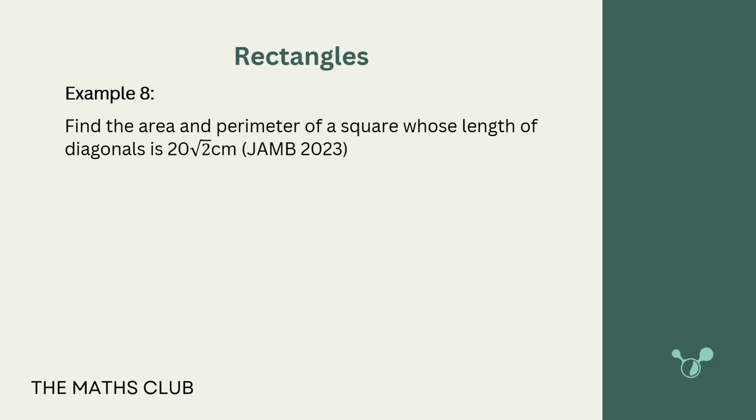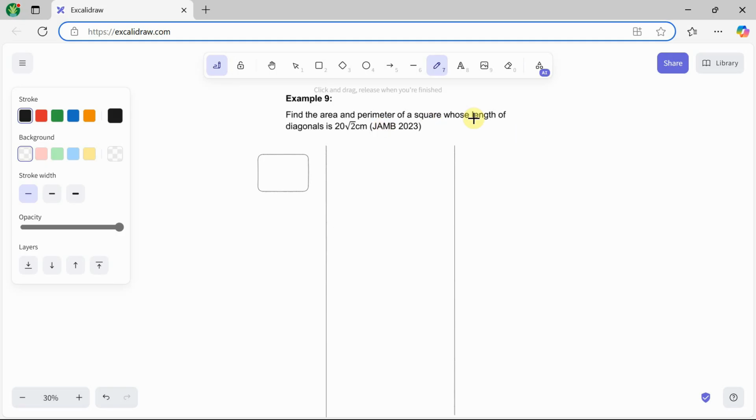An example. Example 8 states that we should find the area and the perimeter of a square whose length of diagonals is 20 root 2 centimeters. This is taken from JAMB 2023. Let's solve it together. If the length of the diagonal is 20 root 2, and this side is x, this side will also be x because this is a square. So let's blow it out. This is a square. This is 20 root 2. This is x, this is x.